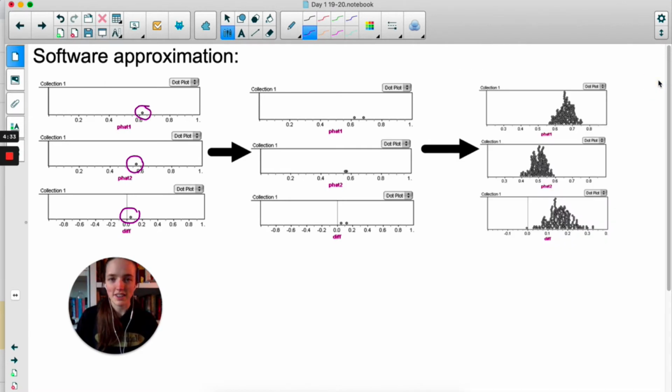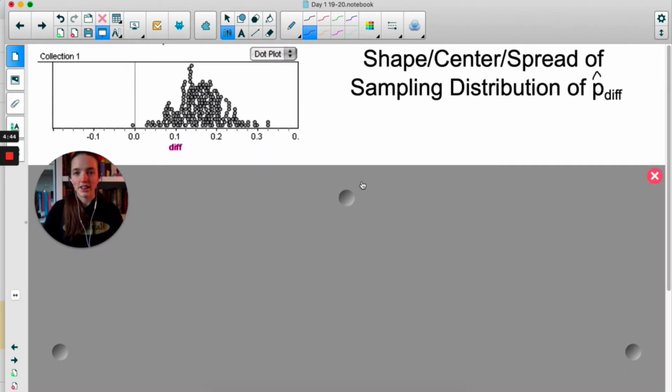Now let's focus on that last graph. What we want to think about is the shape, center, and spread of this graph. So in some of the blank space on your notes, if you want to take a moment, pause the video, see if you can describe the shape, center, and spread as specifically as possible. Pause the video now and do that.